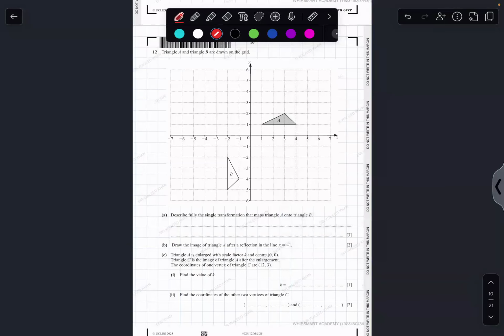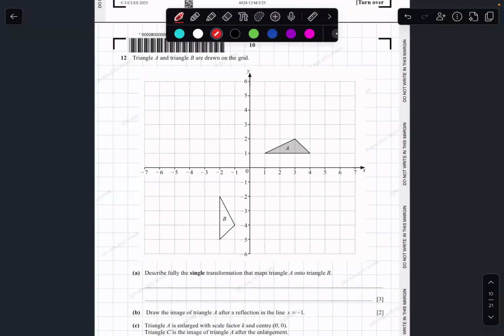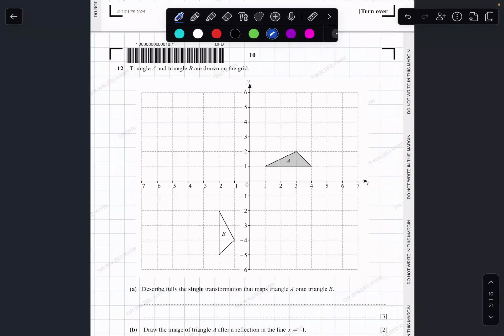Okay. Let's start with this. Question number 12. Triangle A and triangle B are drawn on the grid. Describe fully the single transformation that maps triangle A onto triangle B.